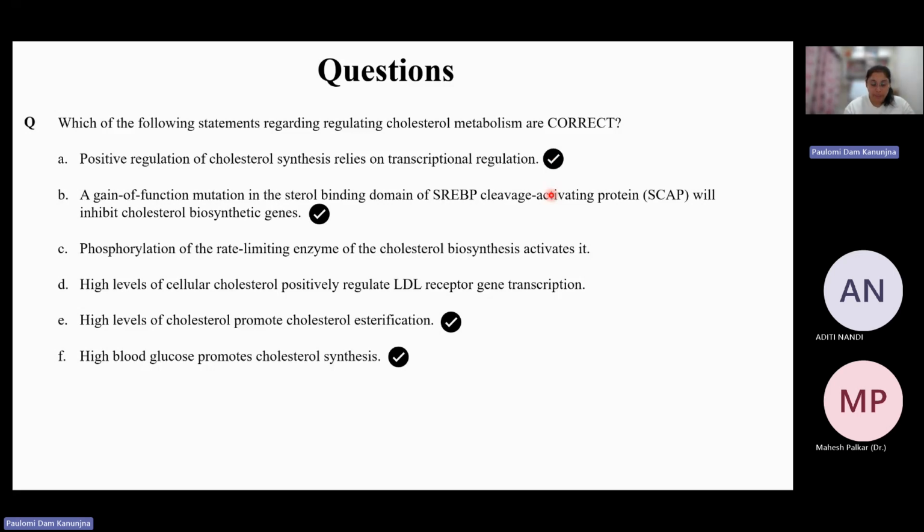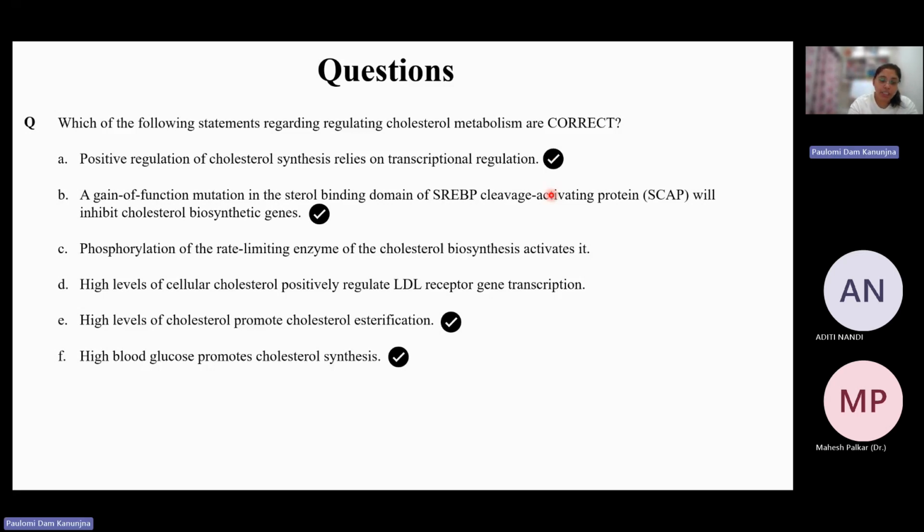I think everyone already mentioned that when you have positive regulation of cholesterol synthesis, it of course depends on the transcription regulation that we have seen because of the SREBP proteins, right? Second one says a gain of function mutation in the sterol binding domain of the SREBP cleavage activating protein, which is SCAP. This inhibits cholesterol biosynthetic genes. Yes, because if you are binding to cholesterol, then you are retaining more of these SREBP complex in the ER. It doesn't go to Golgi complex. It doesn't break. The transcription domain doesn't go inside the cell to nucleus. Right? So that's correct statement.